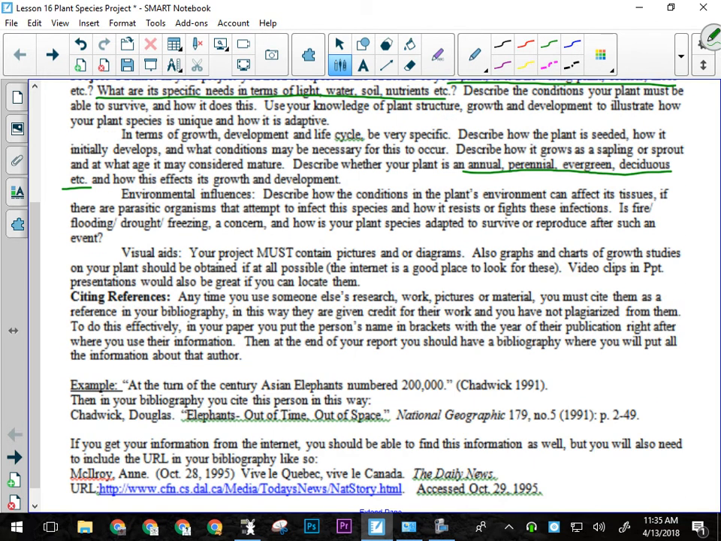There should be lots of visual aids. Find pictures of the plant, diagrams of its life cycle, graphs of its growth or something. Have lots of visual aids in here.